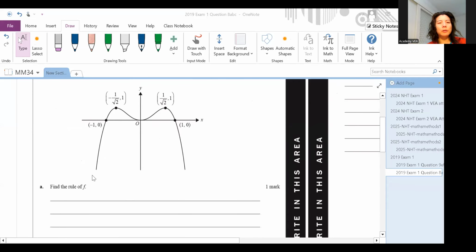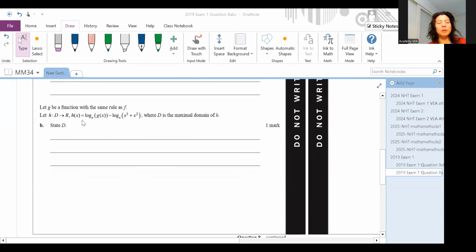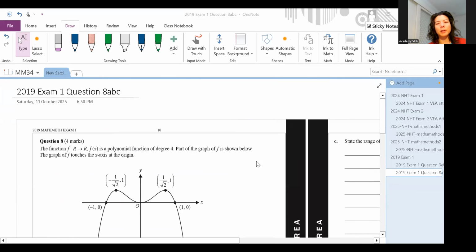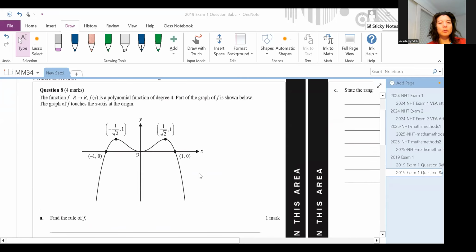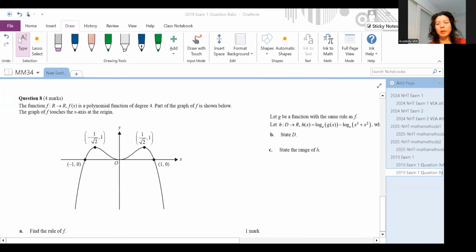So the first one says find the rule of f, which looks like this. The second one says we've got a slightly different rule, and then we've got to find the range of the slightly different rule. So I'll jump straight in. The first thing is to find a rule for f.